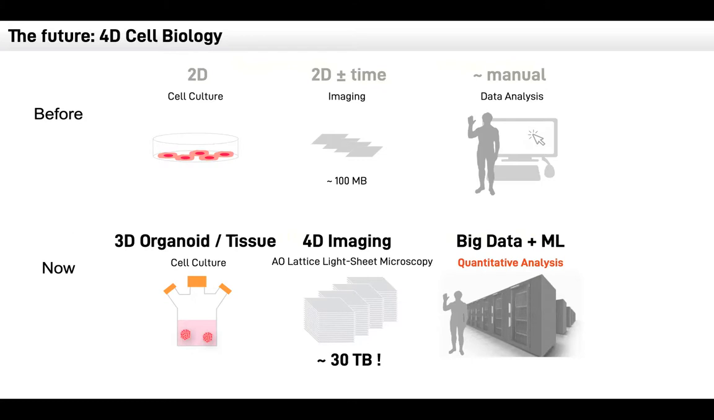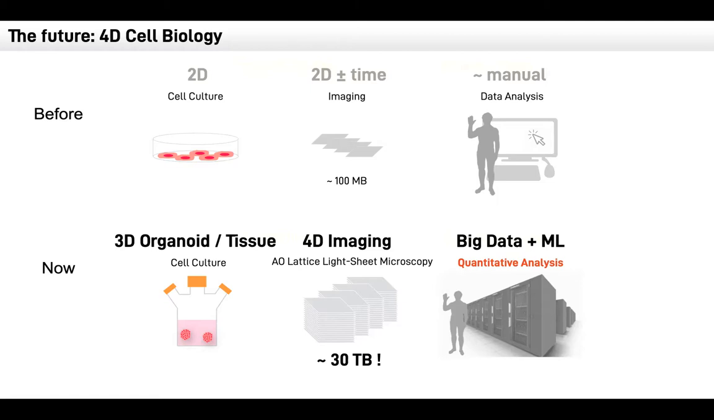I really think we're going to see a revolution in the way we do cell biology. Essentially the last 20, 30 years, we did 2D cell culture. We then did 2D plus minus time imaging of those cells in culture. And then you would do a semi-manual data analysis with fantastic tools like Fiji or ImageJ, but you would still use your mouse to outline, with your owl eyes, your interesting phenotypes. That is going to change very rapidly. In fact, it's changing right now.